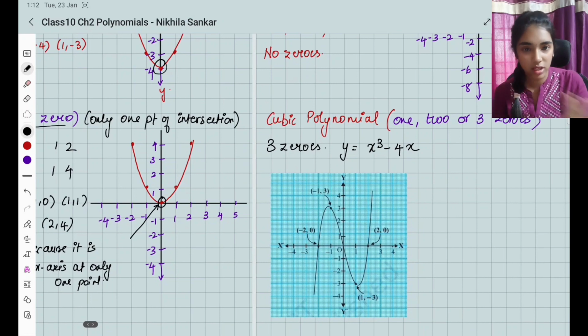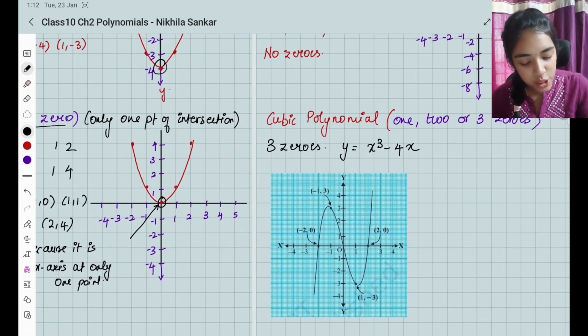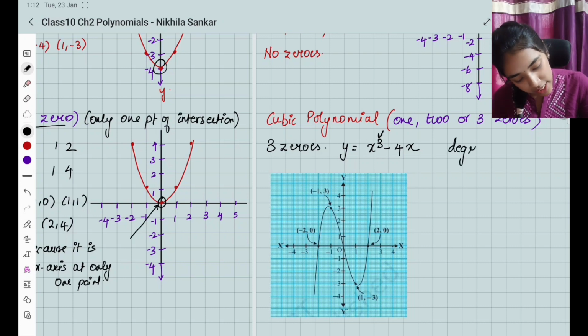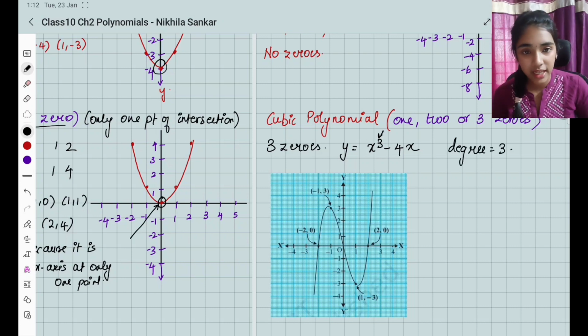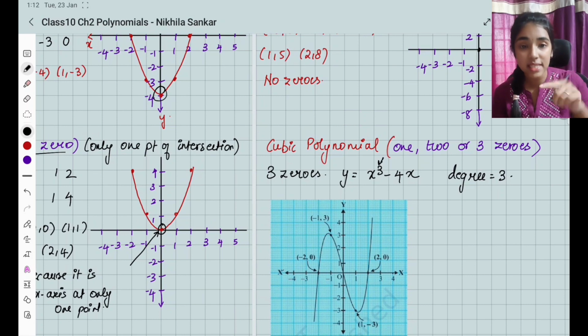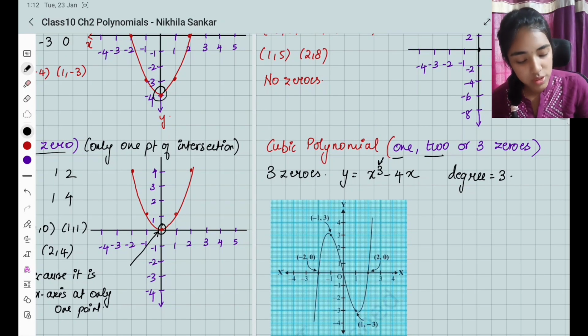So இந்த டாபிக்கே இவ்வளவுதான் இருக்க போகுது. So cubic polynomial na என்ன? You can have 3 zeros. Degree is going to be 3. Okay? Cubic polynomial. It is going to have the degree to be 3. Degree na enna? I'll again revise. It is going to be the highest power of x. Okay, அதான் degree. So you can have 1 zero, 2 zeros or 3 zeros.